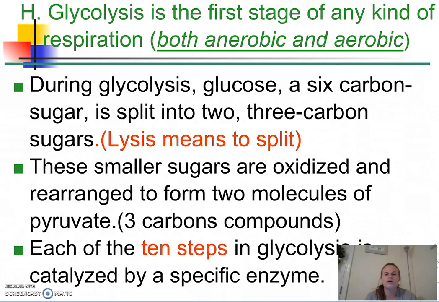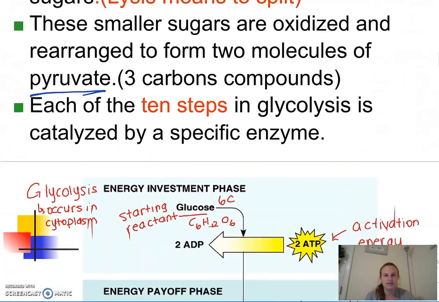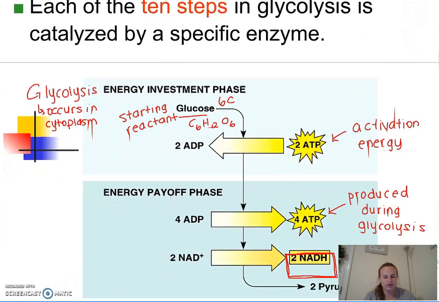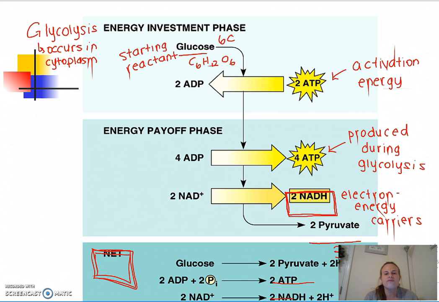During glycolysis, glucose, a 6-carbon sugar, is going to be split into 2 3-carbon sugars known as pyruvate or pyruvic acid. Those smaller sugars are then going to be used in turn for the next stage of cellular respiration. Now, you don't need to memorize the 10 steps in glycolysis. However, you do need to know certain key steps. There are 2 phases involved in glycolysis. So I already said glycolysis occurs in the cytoplasm.